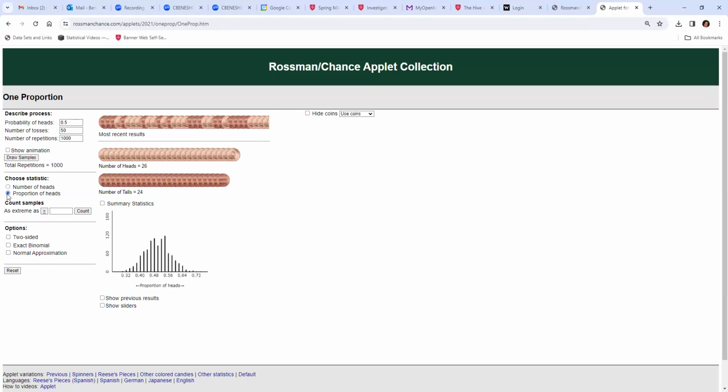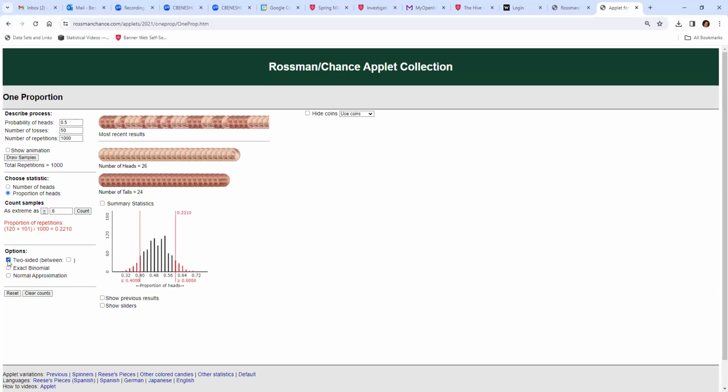I'm going to change this to proportion of heads, and I'm making up the statistic of 0.6 that we're going to compare. And we can see that it is not particularly surprising to see 0.6 when our probability is 0.5, in this case with 50 tosses, because my p-value is 0.1, which is well over our typical cutoff of 0.05.